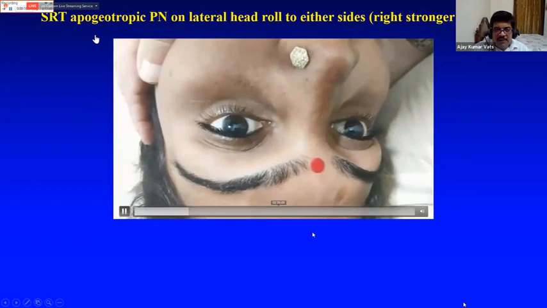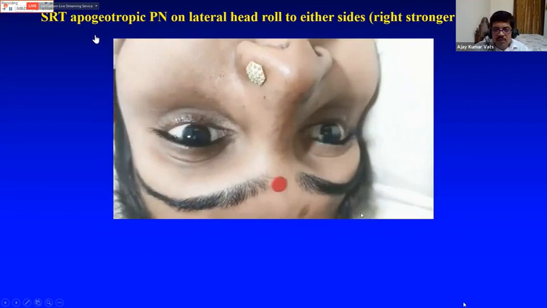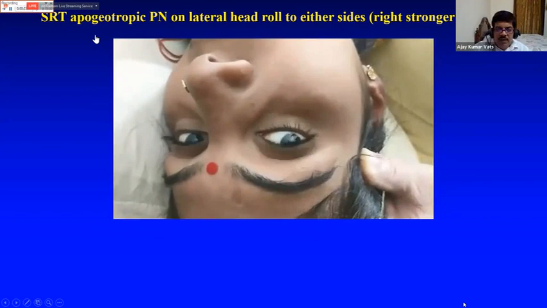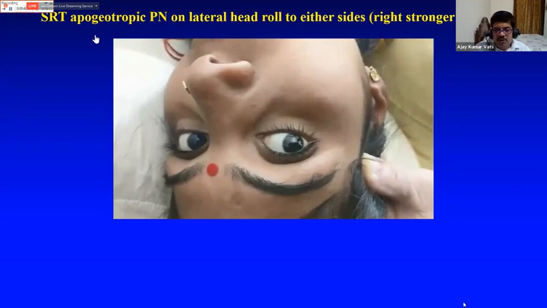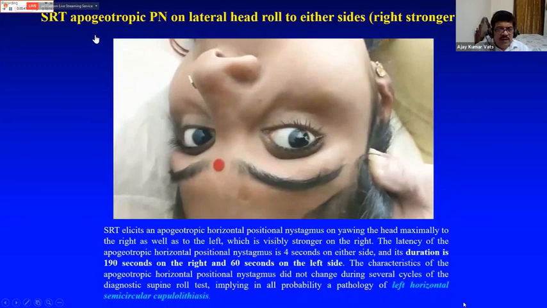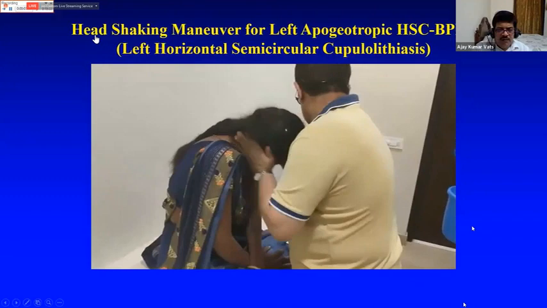And on lateral head roll to the right, again an apogeotropic nystagmus was seen. The supine roll test in this patient was repeated 3 or 4 times, and the identical pattern of the nystagmus, lasting more than 1 minute and apogeotropic, was seen, stronger on the right side. So this patient was treated with the head shaking maneuver. With the patient in the long sitting position, the head was anteflexed 30 degrees and was shaken side to side 30 degrees for 30 seconds, 2 times.